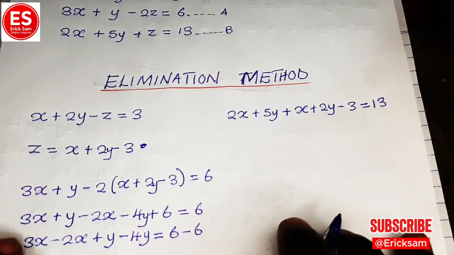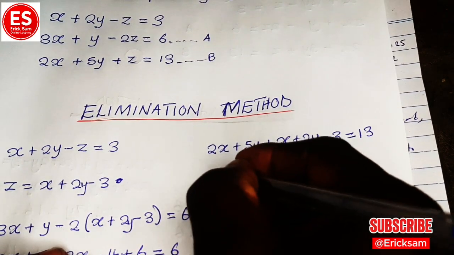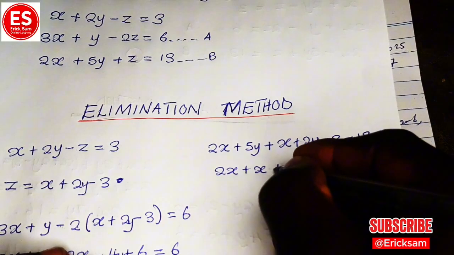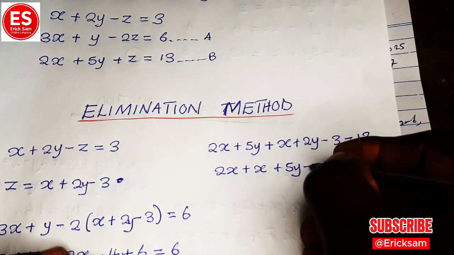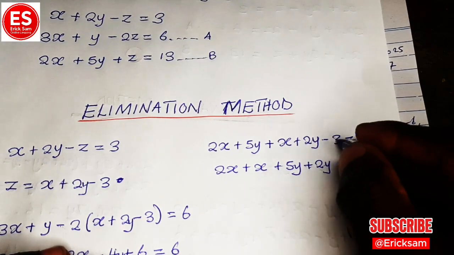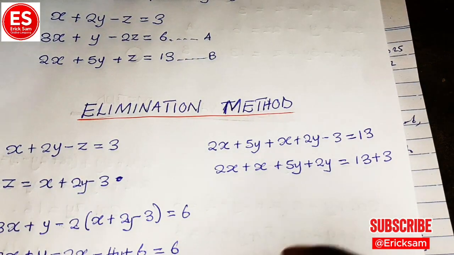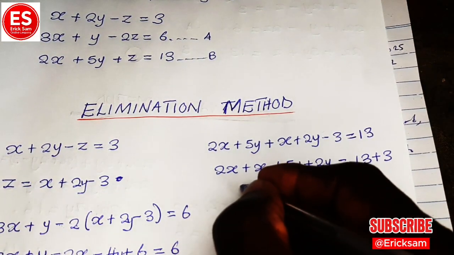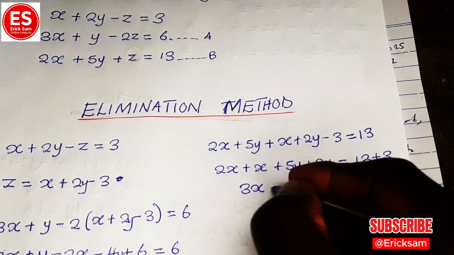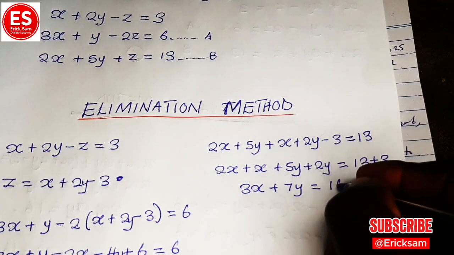All right, now from there we proceed simplifying. We're going to group the like terms. We're going to have 2x plus x, plus 5y plus 2y, which is equal to 13. If we take this one to the other side, it will be plus 3, right? Now we're going to combine. We're going to have 3x plus 7y, which is equal to 16, right?